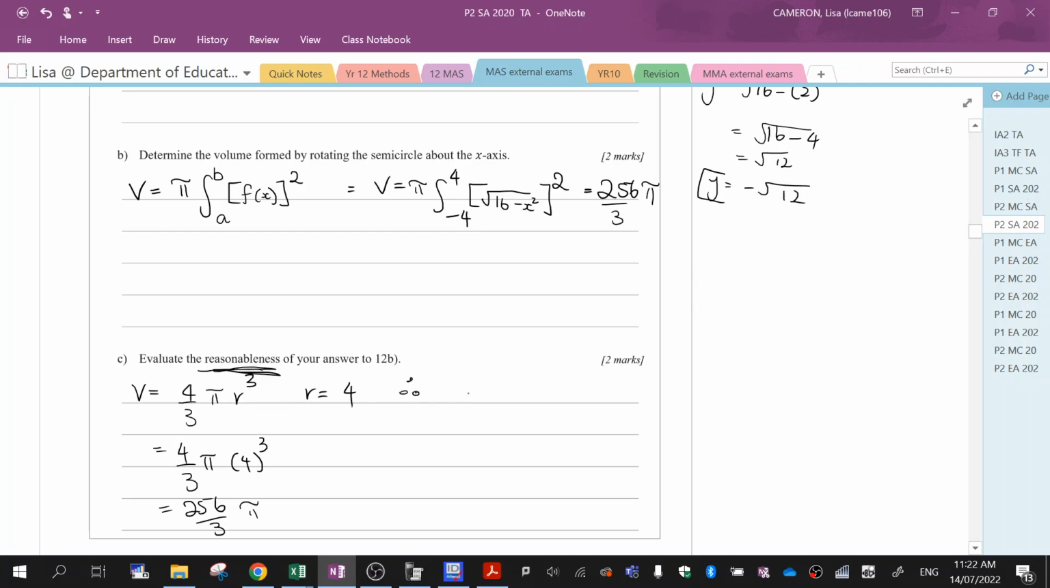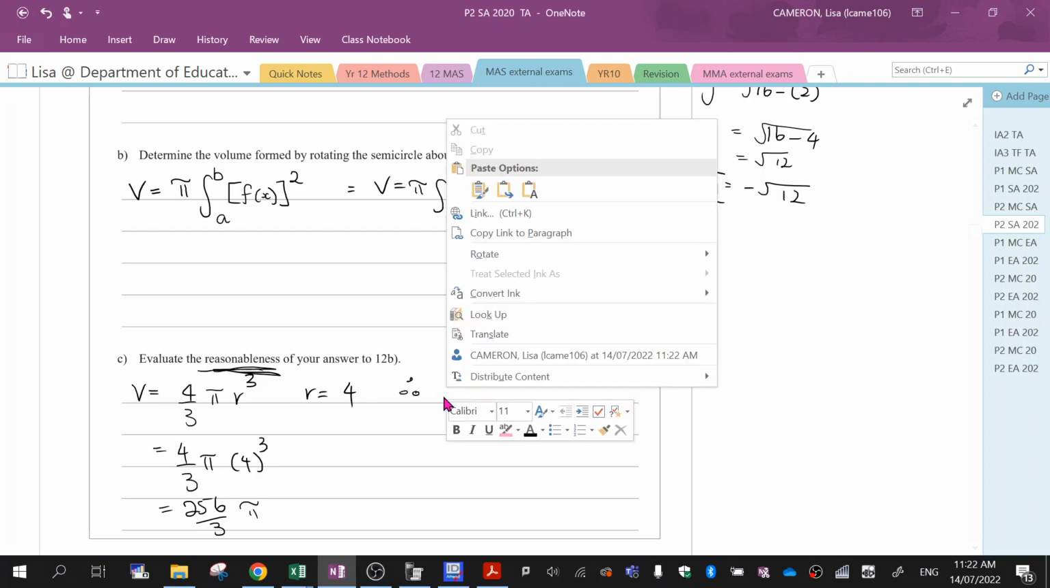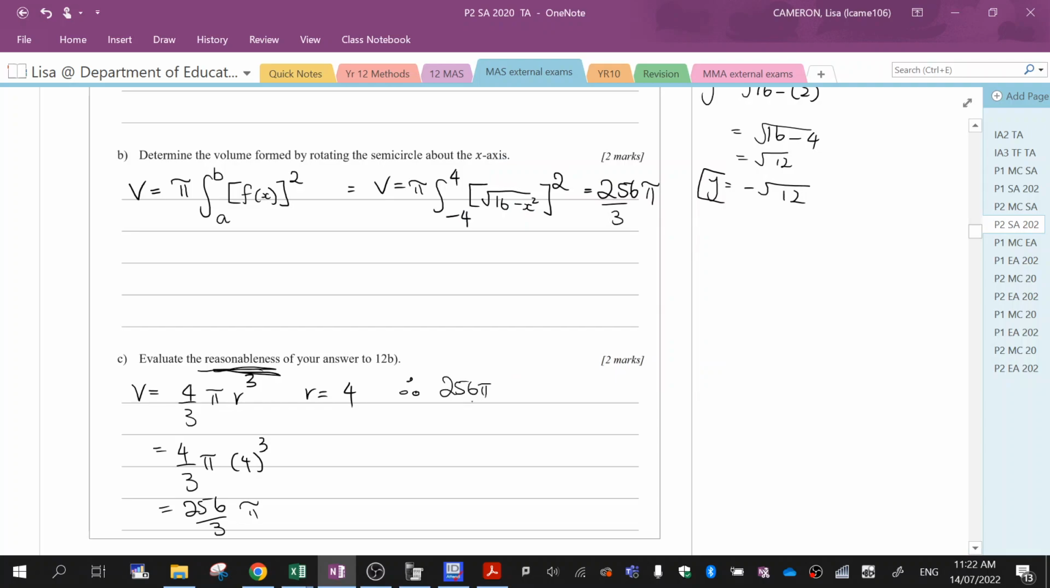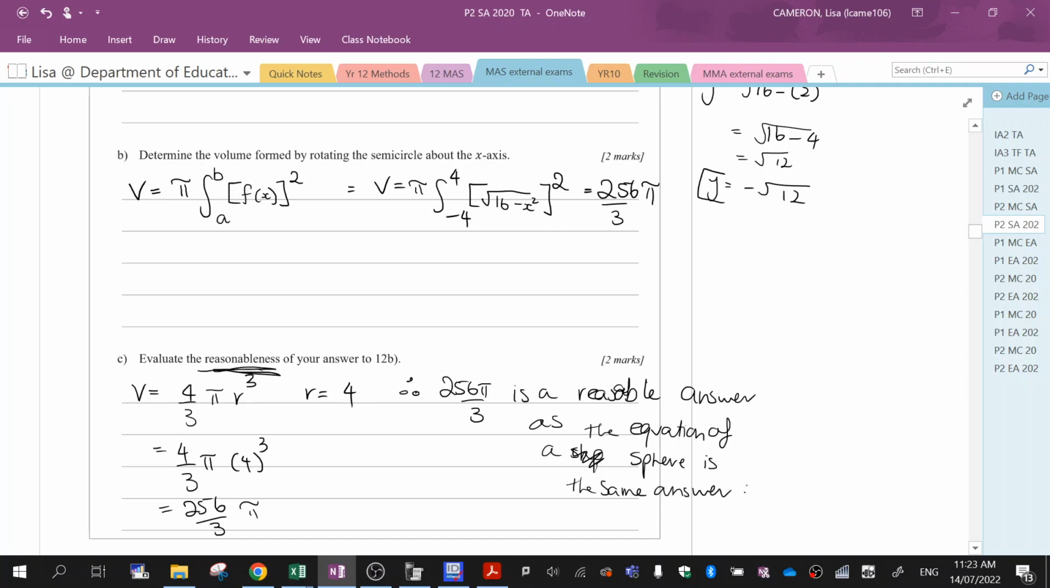So now I have to make a statement, and always when it says reasonable, throw that word back in there. Therefore, 256 pi on 3 is a reasonable answer as the volume of a sphere is the same answer. I'll tell you what, my spelling's cray today. Something like that.